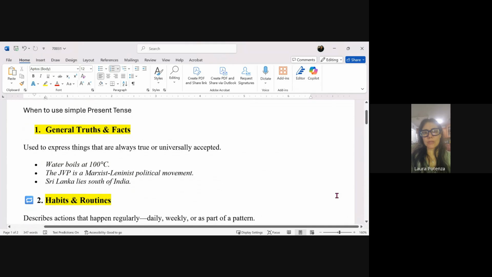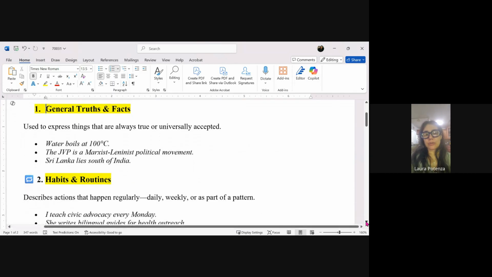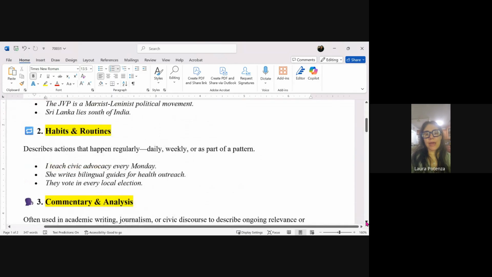Vatsala had discussed the different ways that simple present tense is used. So the first way: general truths and facts, and those are used to express things that are always true or universally accepted. Then we have habits and routines, another one, and that describes actions that happen regularly, daily, weekly, or as part of a pattern.